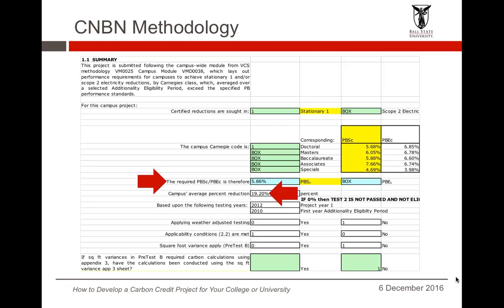If, on the other hand, you were going to use this tool to track your upstream emissions management, which would be your electricity, that would be the second column here, which is not in yellow. I didn't highlight that one, but you would check the appropriate box and enter in your data, and it would automatically calculate what your campus average percent reduction is, and you would determine whether you pass that test for qualification for the use of the methodology. Next slide.